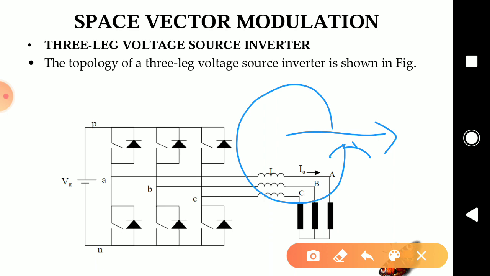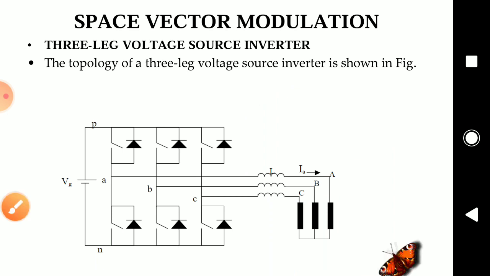So the frequency of the output is dependent on the time period of the phasor, and the magnitude of the output waveform is dependent on the magnitude of the phasor. So this is basically what we are doing in space vector modulation. All we are doing is rotating a phasor, and according to the rotation of the phasor we will be getting the output.